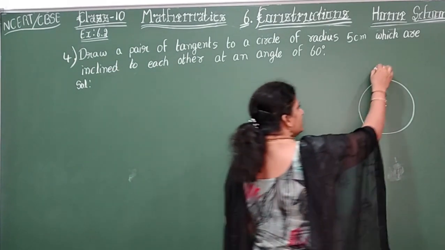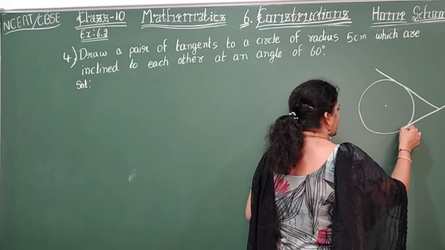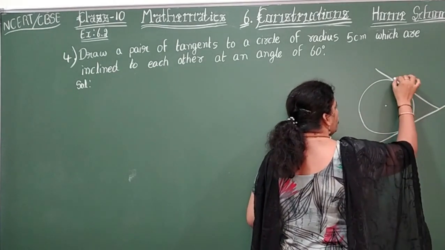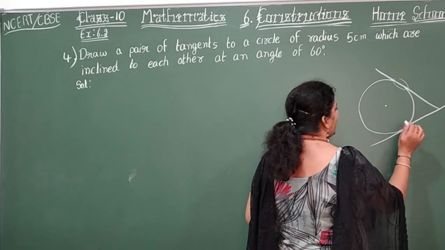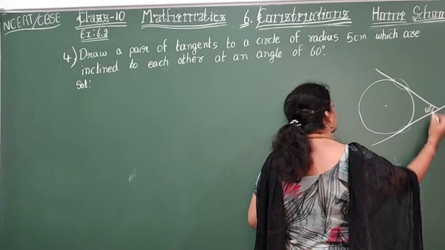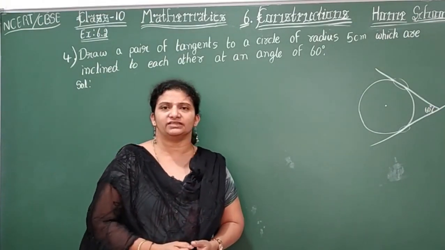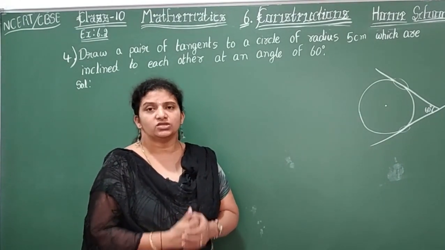Tangents mean like this, you may get two tangents here. It should not touch this much, it should touch only at one point. So the angle between the tangents is 60 degrees, they are saying. How can you draw those tangents directly? We cannot draw directly, right? So how?